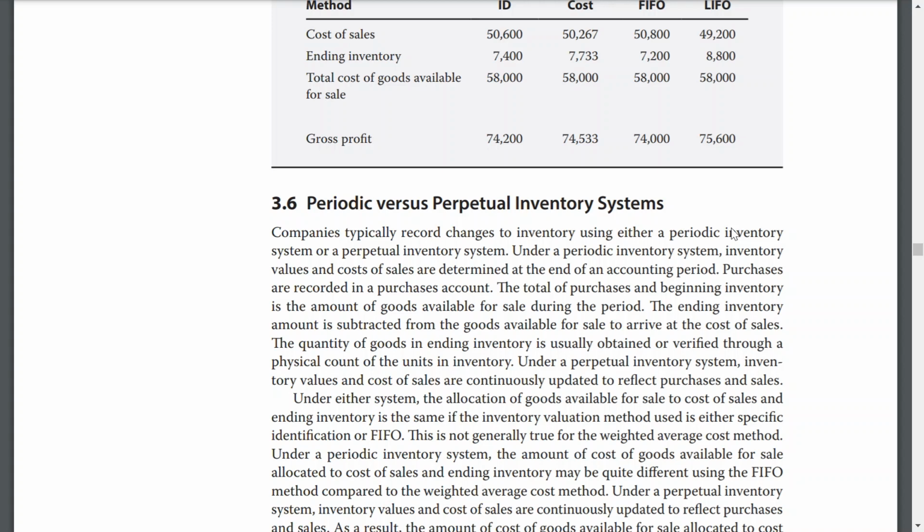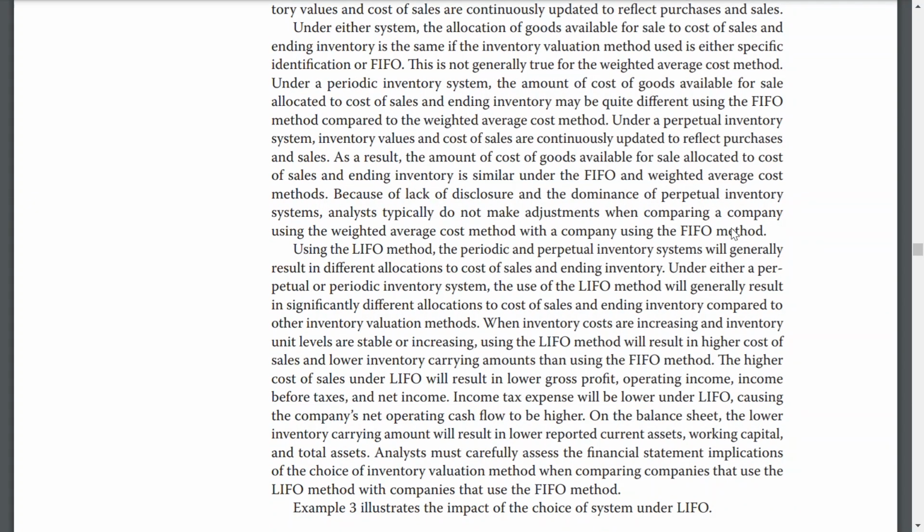The quantity of goods in ending inventory is usually obtained or verified through a physical count of the units of inventory. Under a perpetual inventory system, inventory values and cost of sales are continuously updated to reflect purchases and sales. Under either system, the allocation of goods available for sale to cost of sales and ending inventory is the same for the inventory valuation methods of specific identification or FIFO. This is not generally true for the weighted average cost method. Under a periodic inventory system, the amount of cost of goods available.